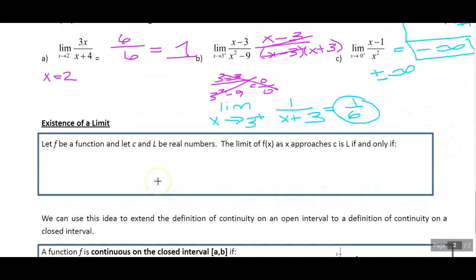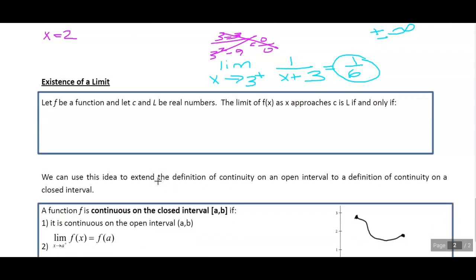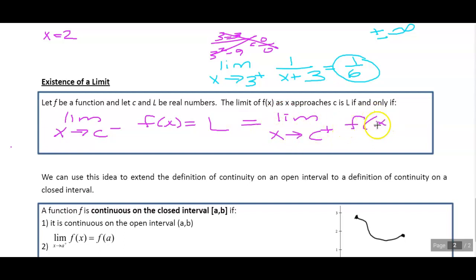So the existence of a limit. This is just by definition, and you need to know these ideas and how to kind of read the math. So let f be a function and let c and L be real numbers. The limit of a function as x approaches c is L if and only if we've got the limit as x approaches c from below of our function, and that's the same as our limit as x approaches c from above. Okay, so what that means is that our left and our right limits are equal. Okay?